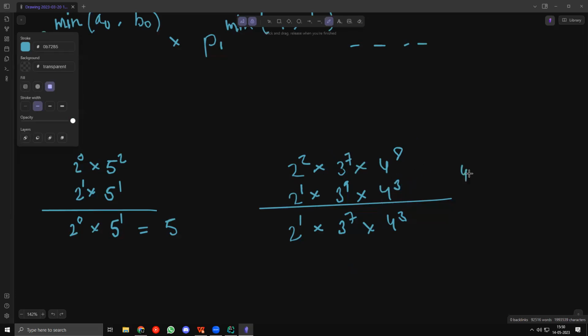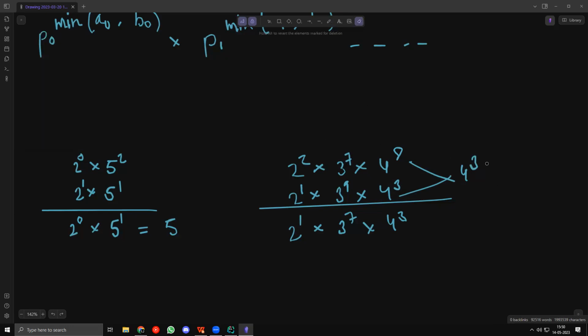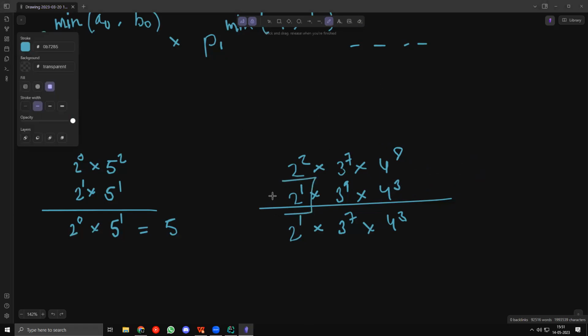For example, if I take 4 to the power of 2, yes, that does divide both numbers as well. But we want the greatest common divisor, right? So clearly using 4 to the power of 3 here would be better, right? So this is how GCD works basically. GCD works by simply taking the minimum of all the powers.